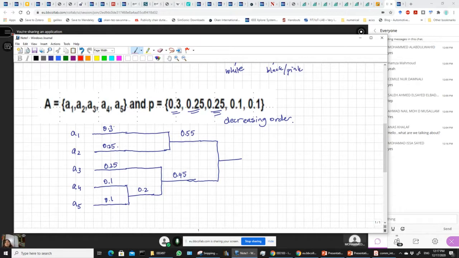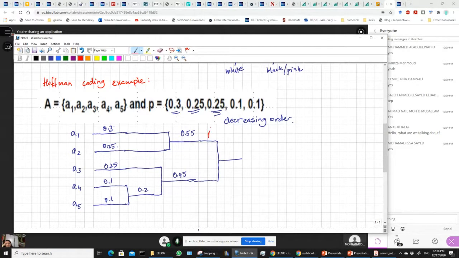Now you can give bits. You can do 1, 0, and you can see there's more than one solution. Here I merged A4 and A5 with A3, but I could very well have merged them with A2 as well. You could come up with a different code. So there's more than one Huffman code. So this is a Huffman coding example.